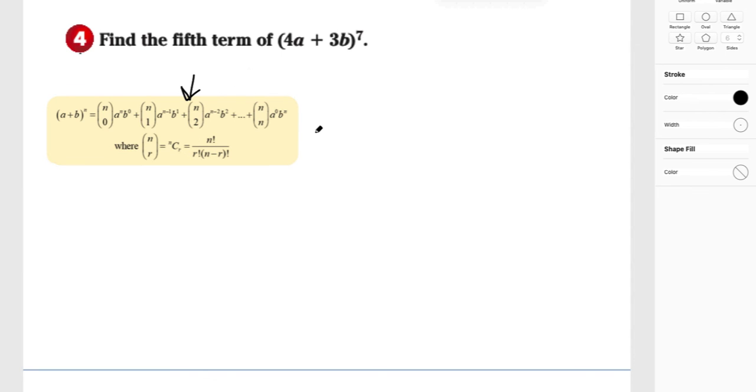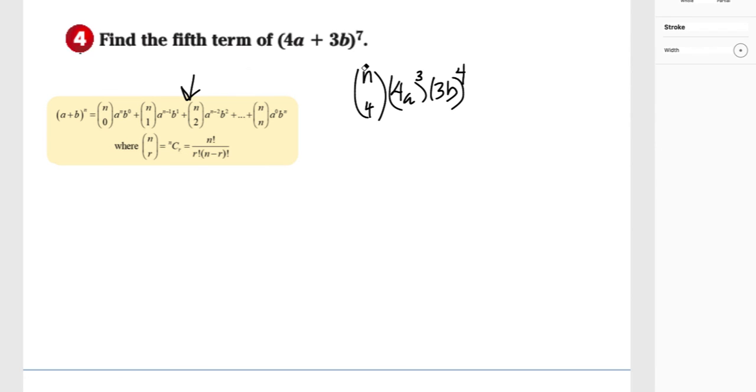So the 5th term would be characterized by n things choose 4, such that we are going to raise this first term a to the n minus 4 power. Notice n minus 1 power, n minus 2 power, n minus 4 power, and in this case n being 7, so we would raise this to the third power. And if we're raising that to the third power, then 3b would be raised to the 4th power. So this is the value that we're looking for. That was kind of easy.